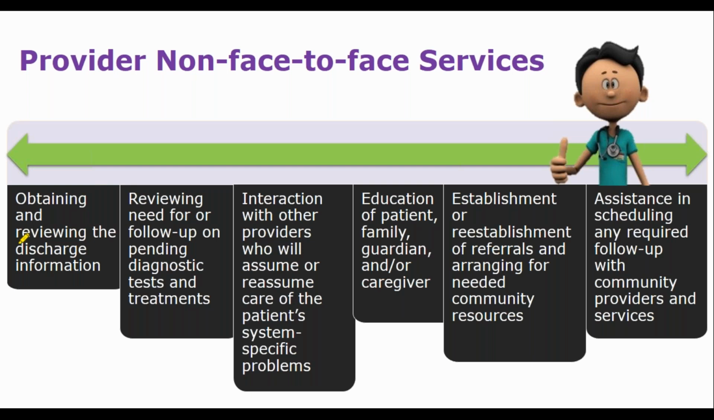Interaction with other providers who will assume or reassume care of the patient's system-specific problems. So this is more than likely going to be any kind of specialist that the patient is going to see. So they could be seeing maybe a neurologist for some neurology problems, maybe an endocrinologist to address their diabetes care. Any system-specific problems, if that provider needs to have interaction with the primary care provider to provide better quality of care for the patient, that would be included in this transitional care management.